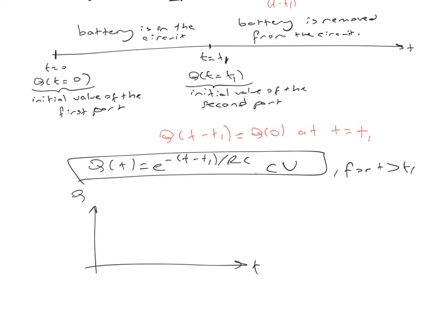T, Q. This is the first part of the problem. And since it is said that battery is removed at t equal to t1 here, from this equation, which belongs to the second part of the problem, the graph will look like this, since the function is exponentially decreasing.